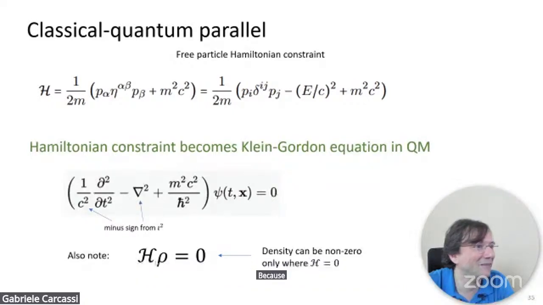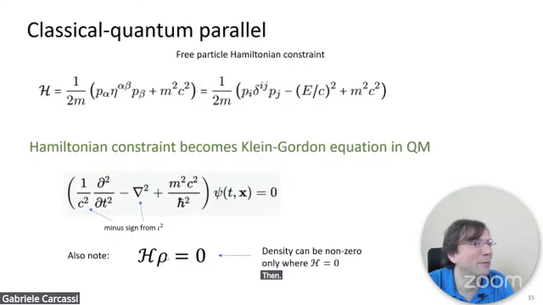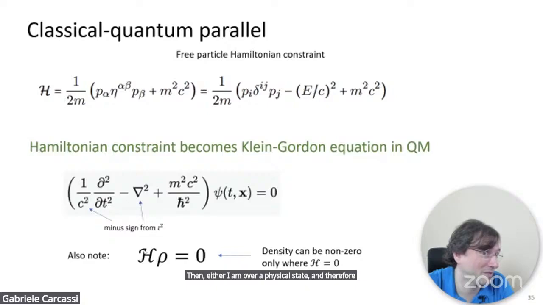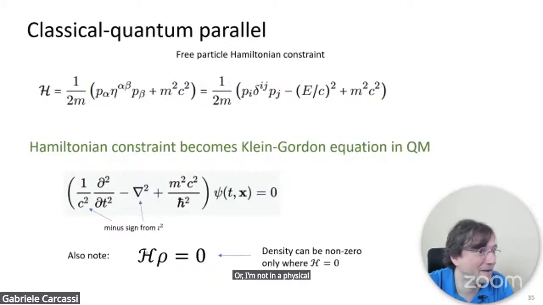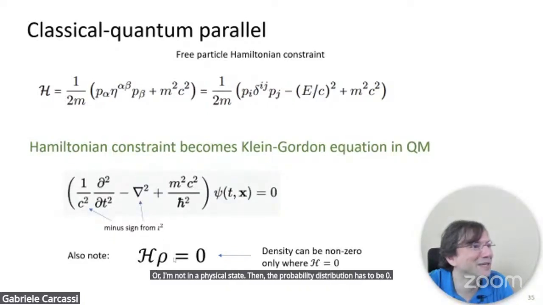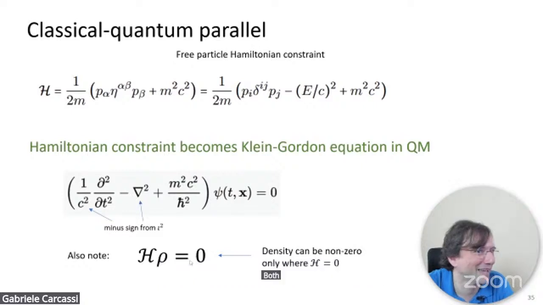Because if I have a Hamiltonian constraint and I have a probability distribution, then either I am over a physical state, and therefore the Hamiltonian constraint has to be 0, or I'm not in a physical state, then the probability distribution has to be 0. And so this constraint, the Hamiltonian constraint times the probability distribution equal to 0, this has to work in the same way, both in classical mechanics and quantum mechanics.